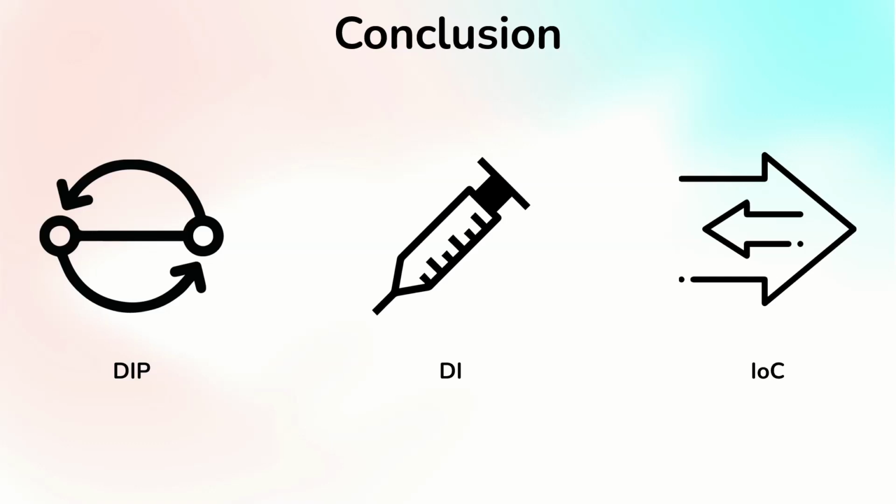This is where inversion of control comes into play. IOC is responsible for managing the creation and lifecycle of objects within your application. It helps decouple components and allows for greater flexibility and scalability. By applying dependency inversion principle, utilizing dependency injection, and leveraging inversion of control, you can design and develop more maintainable and extensible applications. I hope you enjoyed this video.